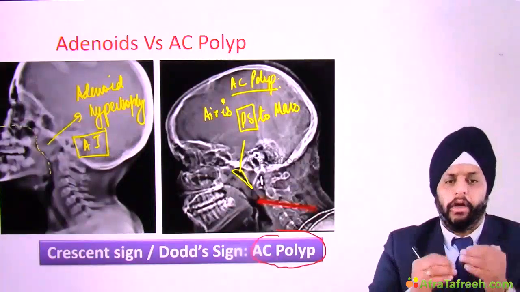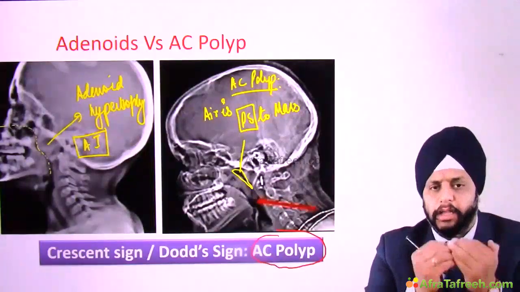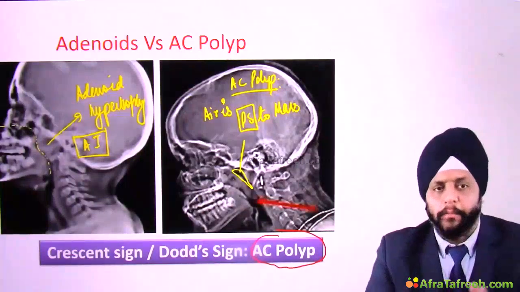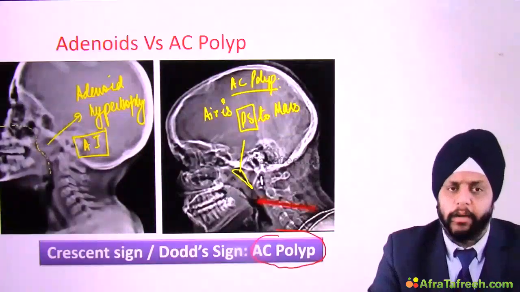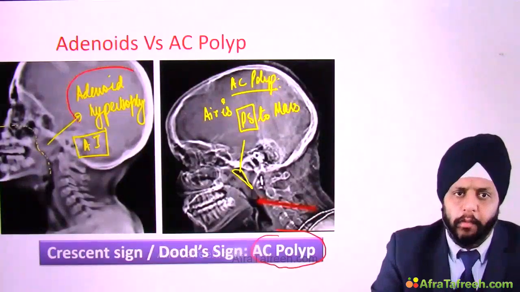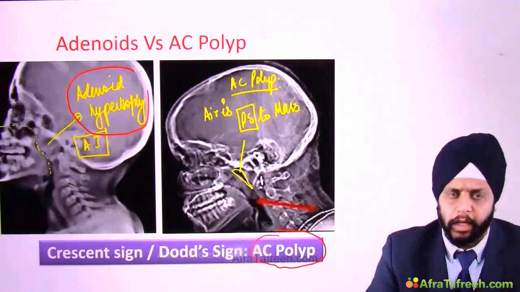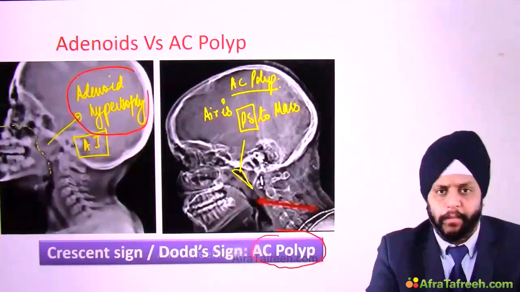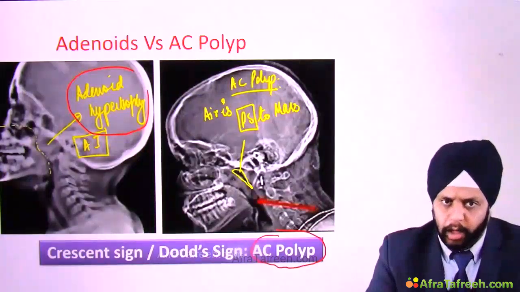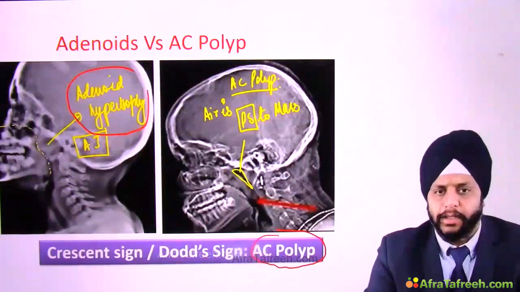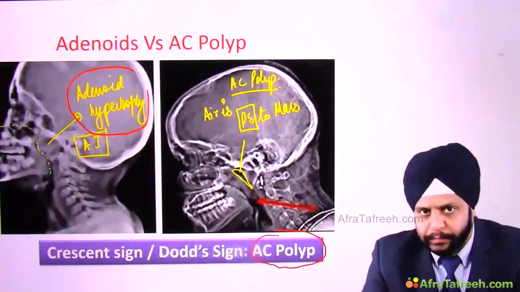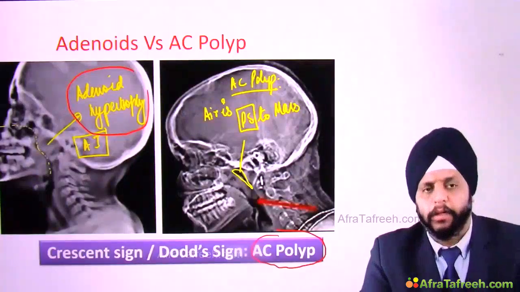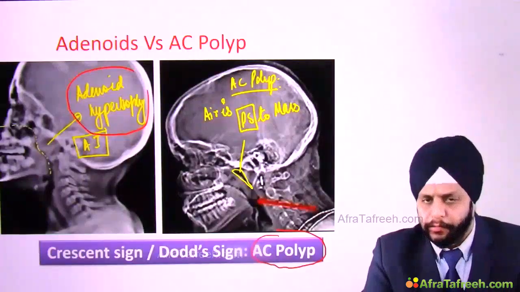Okay, I have not taught you crescent sign or dot sign in the nose. Rather, I am teaching you here in the pharynx topic, because you have to be able to differentiate this from adenoid hypertrophy. The idea is to teach you here so you can understand both topics, adenoid hypertrophy and the AC polyp. Remember, crescent sign or dot sign is seen in AC polyp, and this is how we differentiate an AC polyp from adenoid hypertrophy on an X-ray.